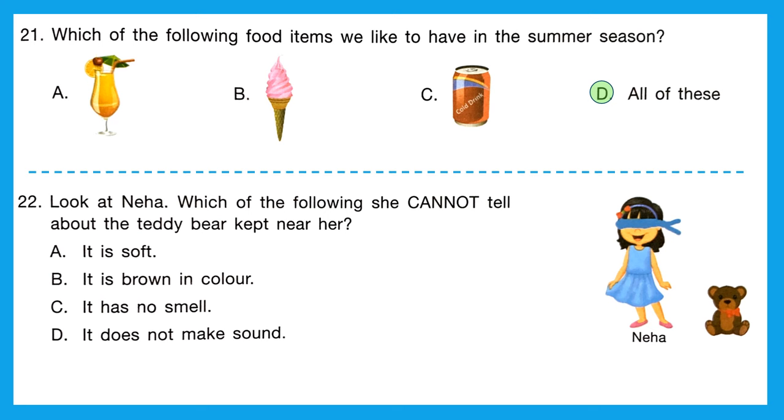C, it has no smell. Her nose is open. She can definitely tell that. It does not make sound. Her ears are open. She can definitely tell this also. So the correct option which Neha cannot tell because her eyes are tied is, it is brown in color, option B.